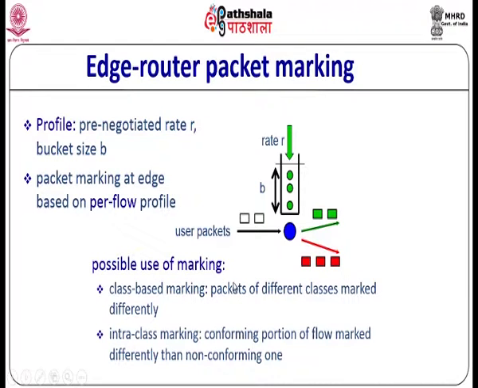Okay. So possible uses of this marking are basically that you can mark different classes differently, just a class based marking as we can call it, or you can have intra class marking. That is, out of the flow that is marked, the conforming portion of the flow can be marked differently, and the non-conforming ones can be marked differently. That is within one class, right? We talked about something called in profile and out of profile. Now that is for within a class. Across classes also, for different classes you can have different markings that you could use.